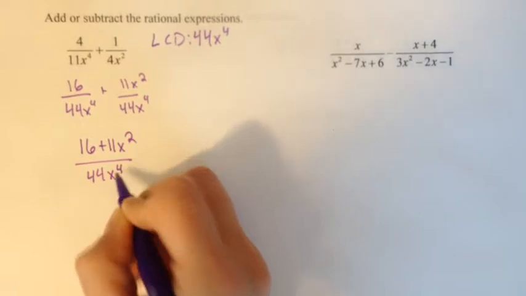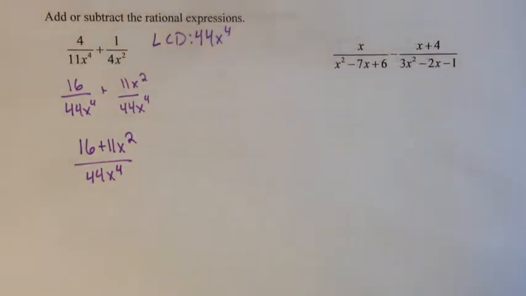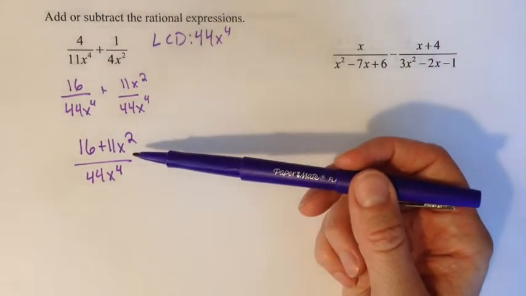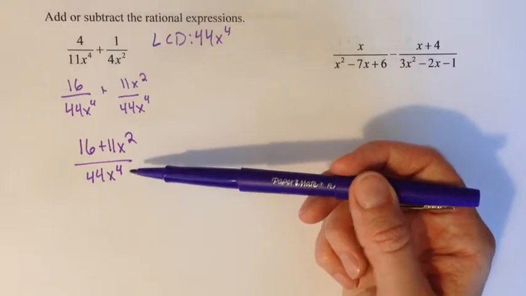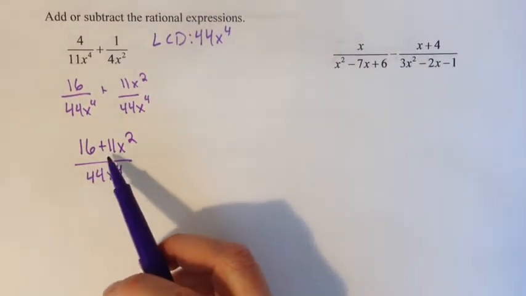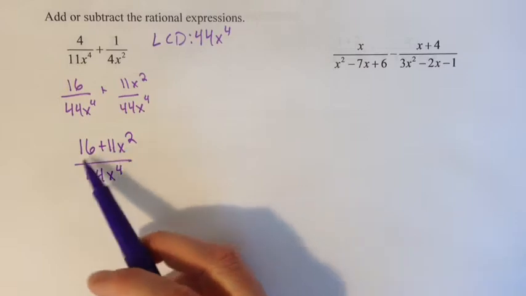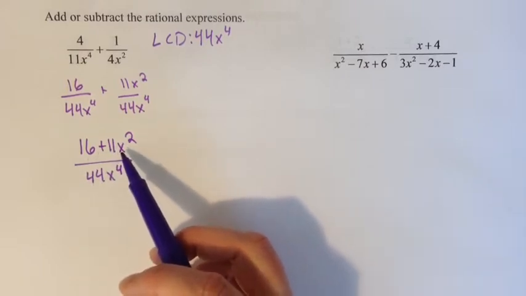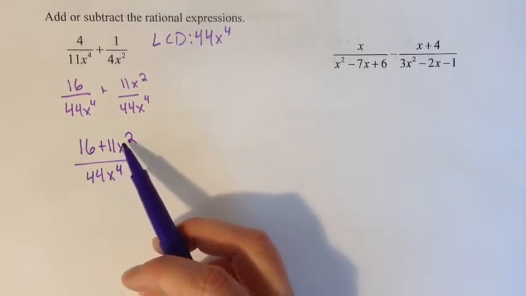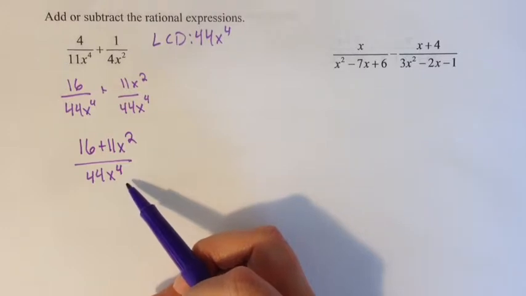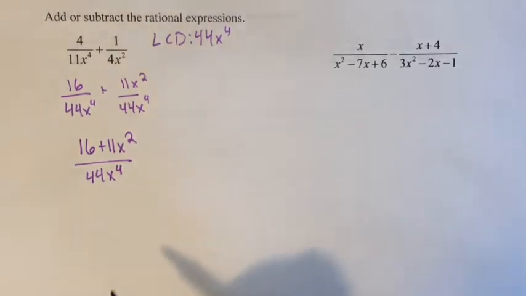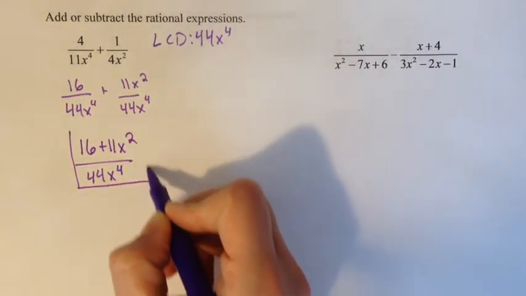44x to the 4th. Before I put a box around my answer, I'm going to take a quick look and see if it would be possible to simplify this rational expression. I look at 16 plus 11x squared, and I notice that they don't have anything in common, and it's not a difference of squares. So I can't factor the numerator. The denominator's already factored, it's just one term. So there's nothing more that I can factor here in order to simplify. So this must be my final answer.